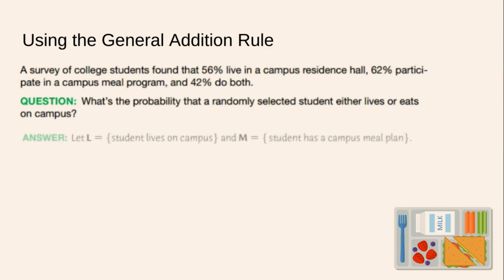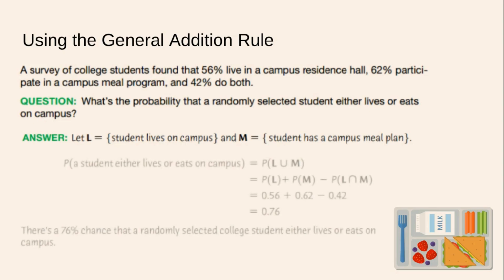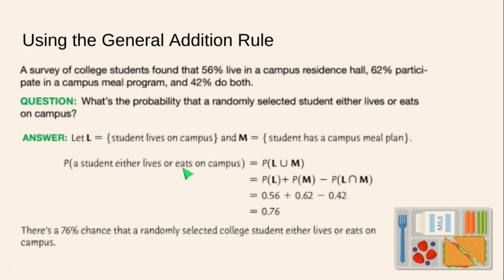Our textbook gives a good explanation to this problem. The textbook starts by doing a little bit of abbreviation, but it describes what the abbreviations mean. Let L be the students who live on campus, and M be a student that has a campus meal plan. L for living on campus, M for having a campus meal plan. The probability that a student eats on campus or lives on campus is the probability of L union M.